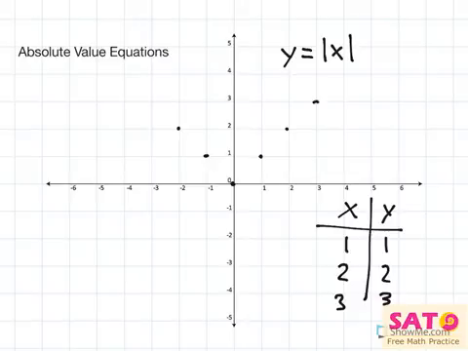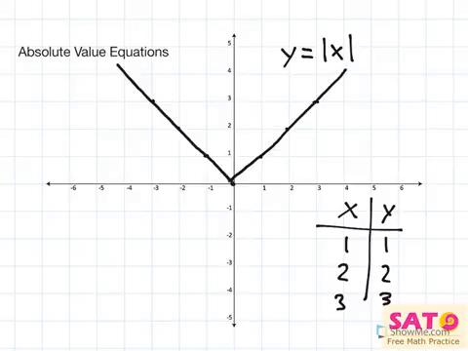The absolute value equation has an iconic V-shaped looking graph. Right here the graph is a V-shape, and it will always look like a V-shape. If it's not a V-shape, you did something wrong. Here's our vertex, 0, 0, and that's our parent graph.